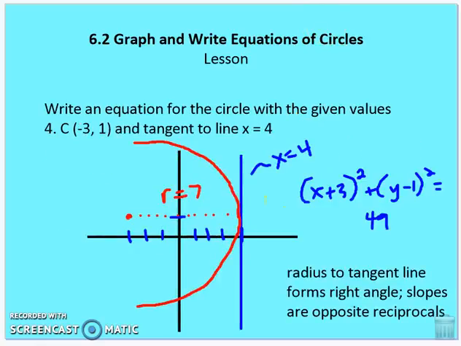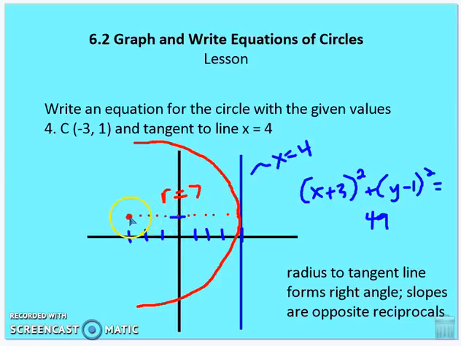And the last question, it's helpful for you to draw a line. x is equal to 4. You know it's tangent to the circle with a center of (negative 3, 1), which means it touches the circle in one spot. You know that the radius is perpendicular to the tangent line at that one point. So you can measure out the distance of the radius.